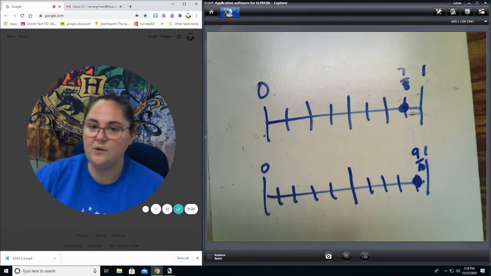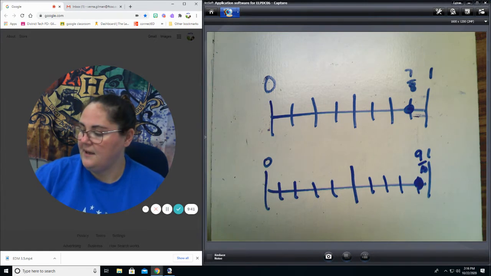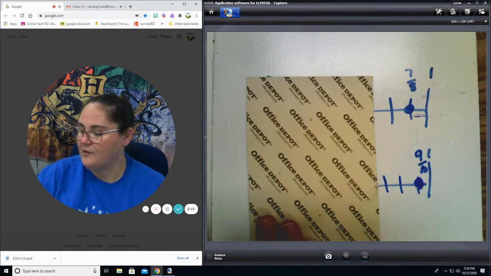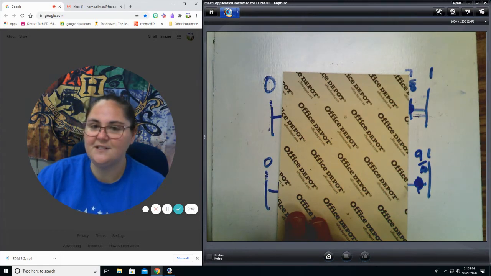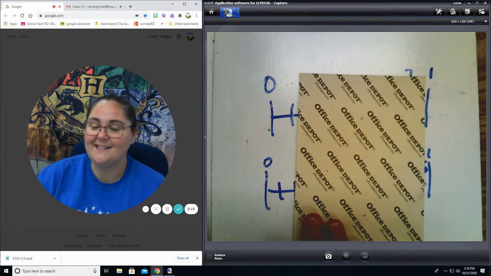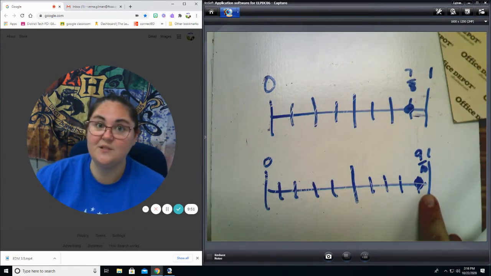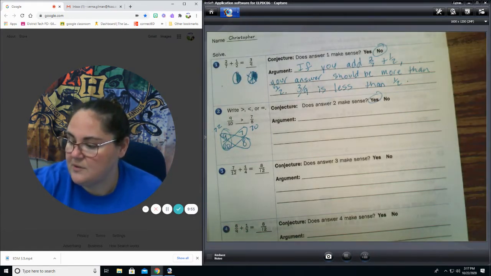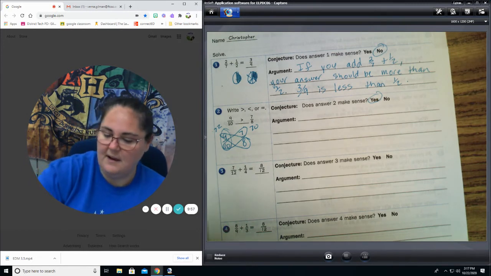Which one is more? If you look directly straight on to this picture, you can see that if I move across my number line, I hit 7/8 first, and then I hit 9/10. I know that 9/10 is really close to 1. So you can think about it that way too. 7/8 is close too, but it's not as close. All right?